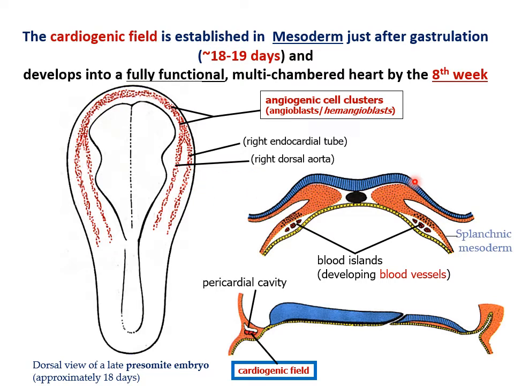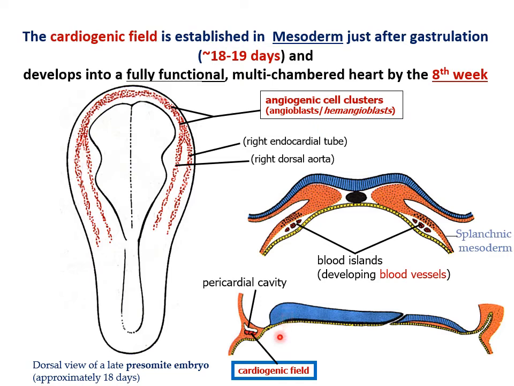Again, coming to the embryonic disc. Here is the splanchnic mesoderm, and here our endoderm. Here the angiogenic cells or blood islands developing the blood vessels. Here in between, just look at it, please. This is the splanchnic mesoderm, and this is the endoderm, and in this area are developing our heart and the great vessels.